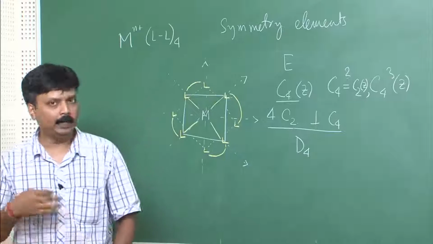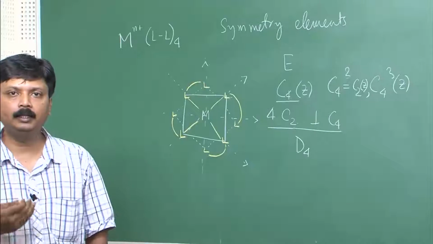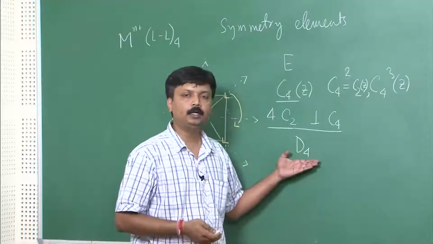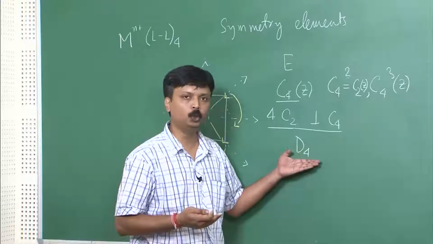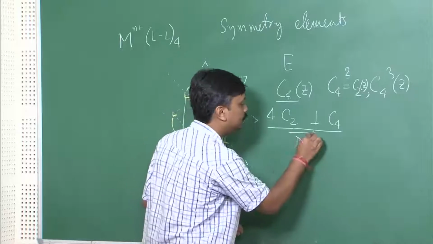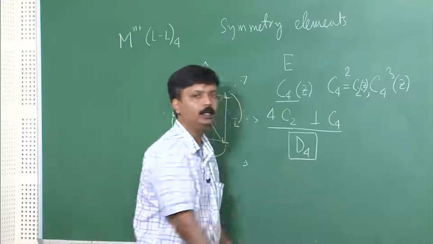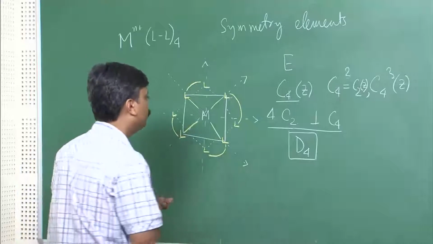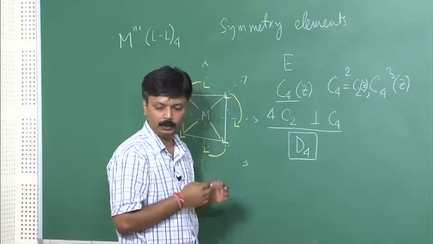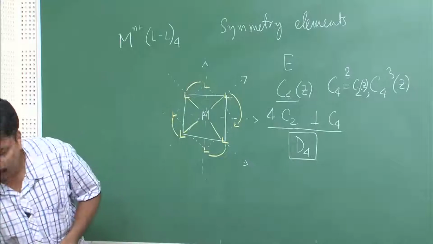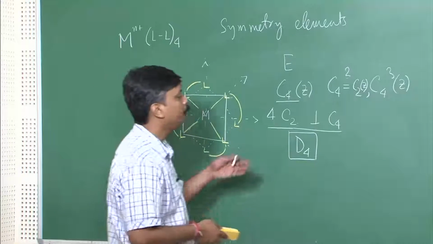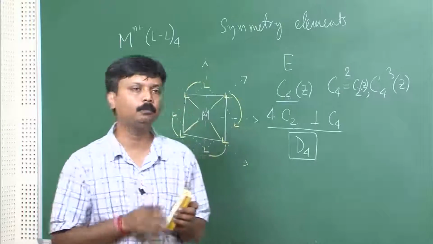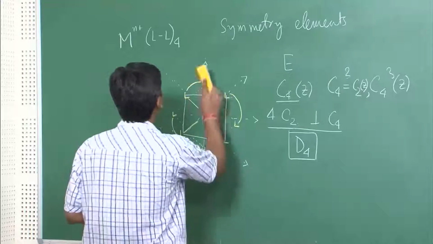And next question that we ask, are there any sigma H? Answer is no. Next question we ask, are there any sigma V's? That is also no. So therefore this is the point group. Okay, so I have got my point group for this particular molecule, which is D4. Now, knowing that, we will try to find out the character table of this particular point group D4. So let's do that now.